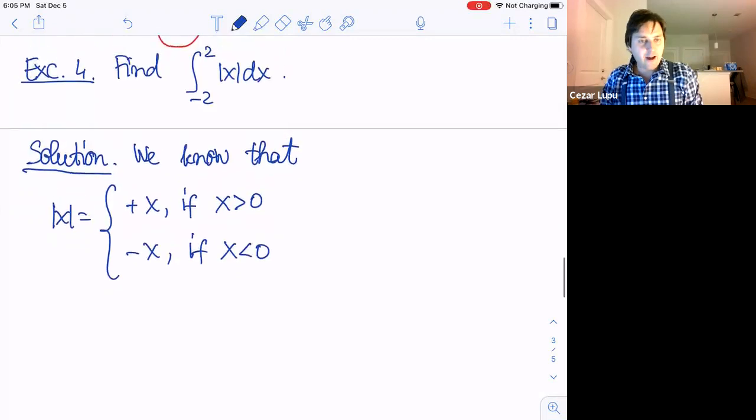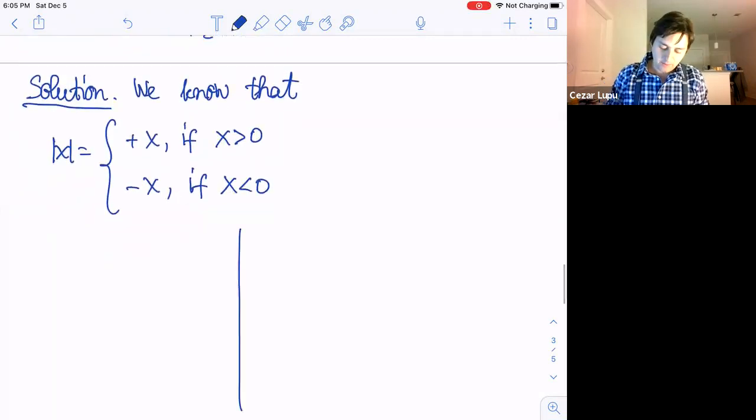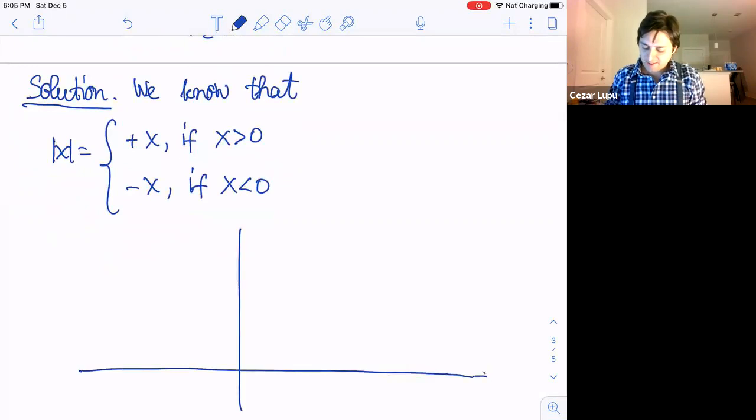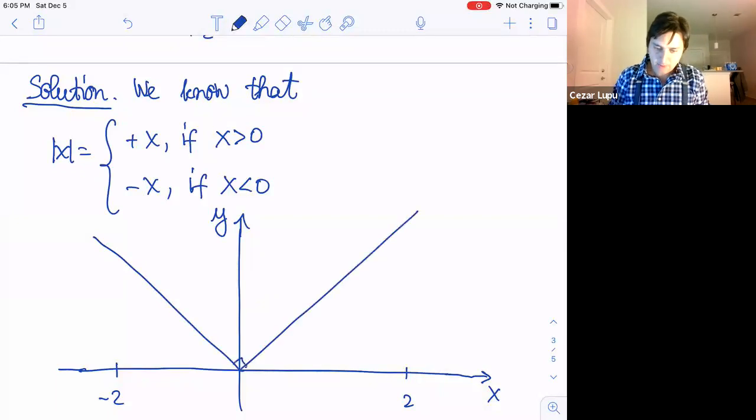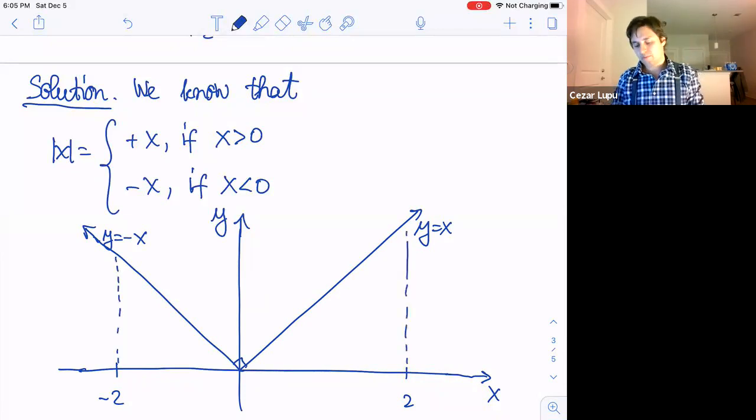So let me just draw a graph of the absolute value, because you will see why something amazing happens to the integral. So let's just say it's defined from -2 to 2, and the graph of the absolute value goes like this. These two are perpendicular lines. So this is the positive part, y equals x, and this is the negative part, y equals -x, right? And we're asked to compute this area, basically. Well, it should have been symmetric, but it's not.